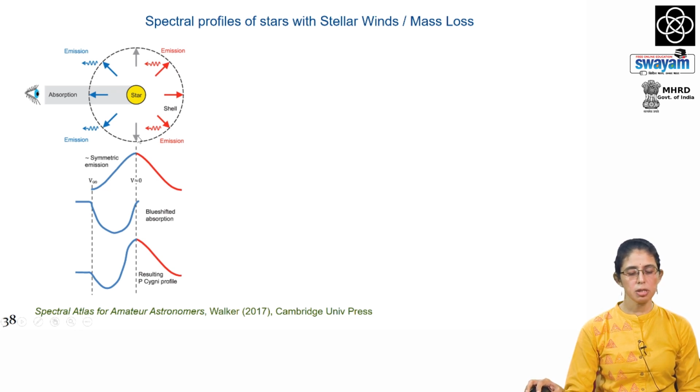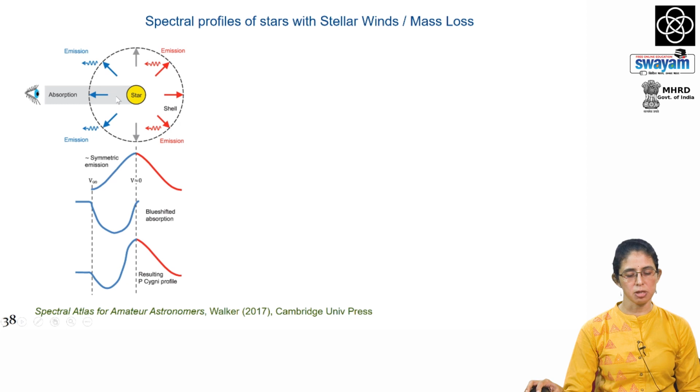Now, due to emission from the wind, one can see that the line itself gets broadened. The blue part is because of the emission from the parts of the wind that are moving towards us, and the red corresponds to emission from the parts of the stellar wind which is moving away from our line of sight. Thus, if one considers a star and a spherical stellar wind, then the spectral profile gets broadened.